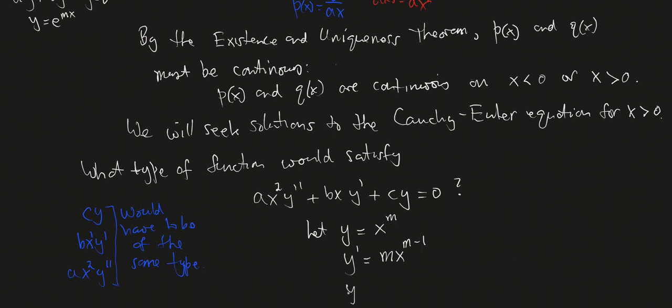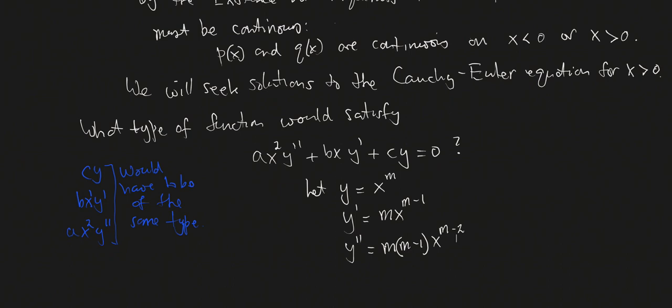And then our second derivative would be m times the quantity m minus 1 times x to the m minus 2, right? Okay, so we have our educated guess, which is what this is, and then we have our first and second derivatives. So now let's see what would have to be true about m if our function satisfies the differential equation.